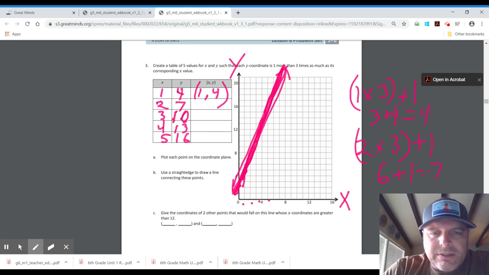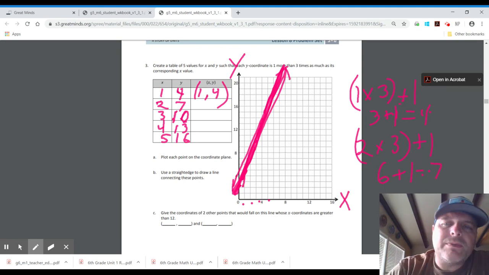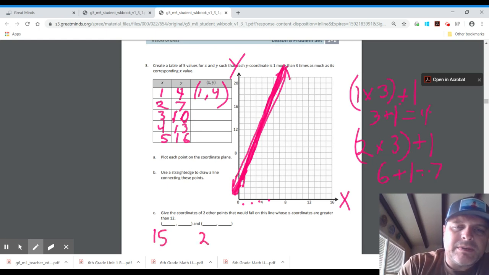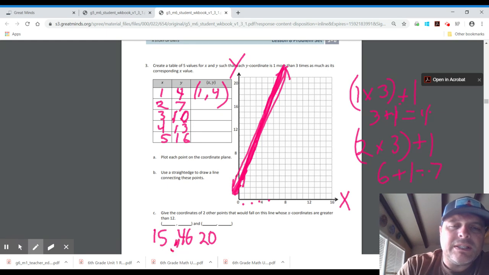All right, give the coordinates of two other points that would fall on the line where the x coordinates are greater than 12. Okay, so it's got to be larger than 12. Let's pick the number 15, and let's pick the number 20. Okay, so we have to do 3 times 15. I happen to know that's 45, and then we're going to add 1, that's 46. So 15 and 46. And 20 is pretty easy.